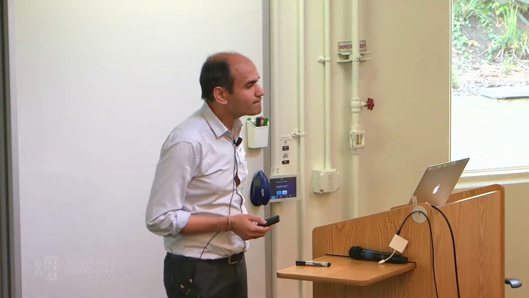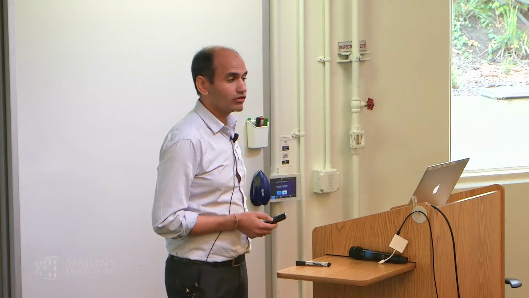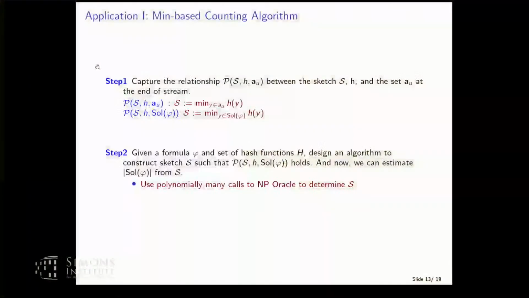So here you have a sampler in the set of solutions. What is the stream of elements here? So we are transforming into a model counting algorithm. Given a formula, we want to count the number of models of this formula. So we would like to construct a sketch, which is the minimum hash value over the solutions of this formula. So you ask, given this hash function, does there exist a solution whose hash value is midway? And then you do a binary search.